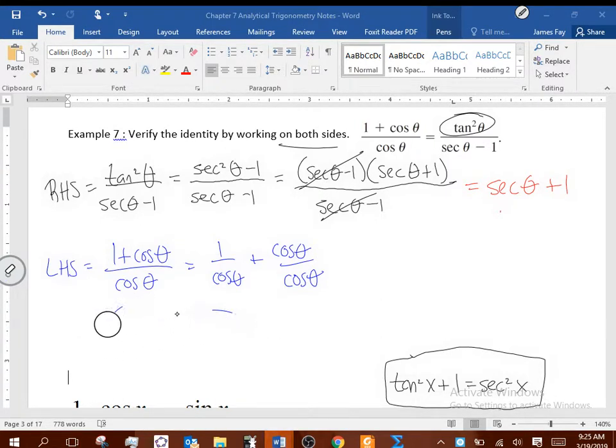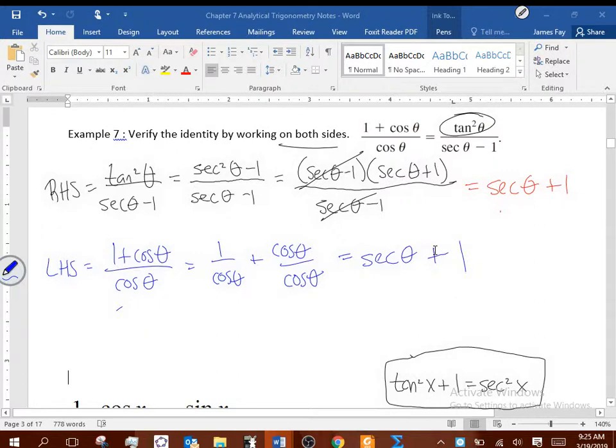So why would I do that? What's 1 over cosine? Secant. And cosine over cosine is 1. And what do we notice? Those are the same. So we've manipulated the left-hand side so that it equates to the manipulated version of the right-hand side. Okay? So that is 100% as good of a proof as that first one when we just messed with the right-hand side. Okay? Let's do this.